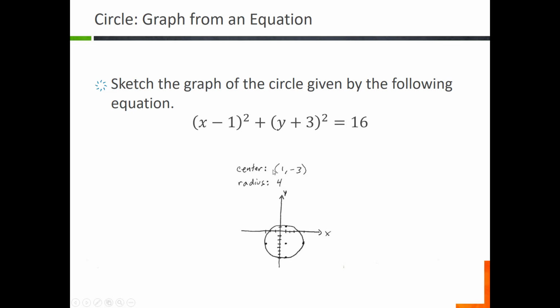So to graph this, we're going to go to the point (1, -3). And then we're going to go 4 units in the 4 main directions. So 4 right, 4 left, 4 up, 4 down, and that creates 4 points, and those are what we're going to use to draw our circle.